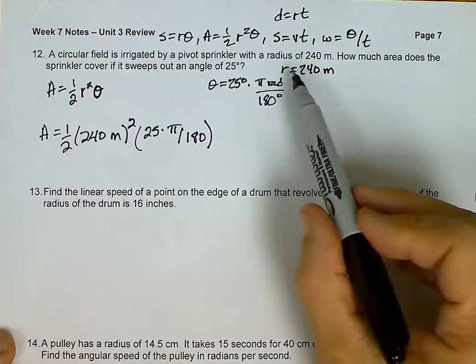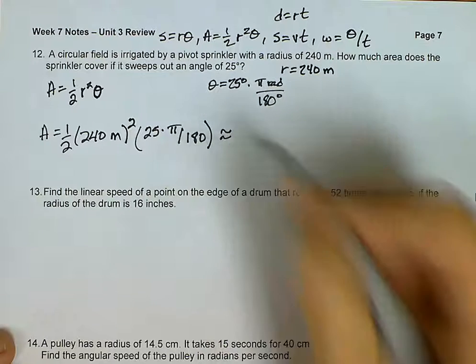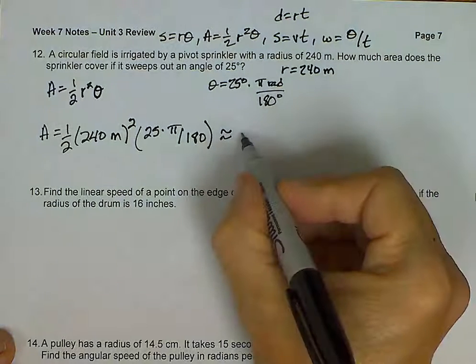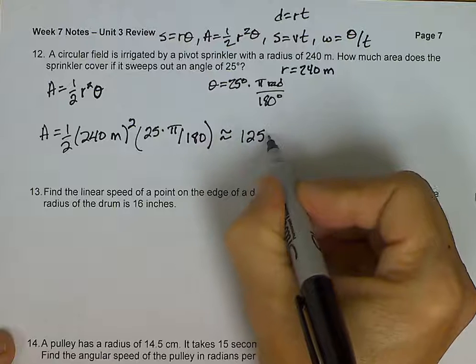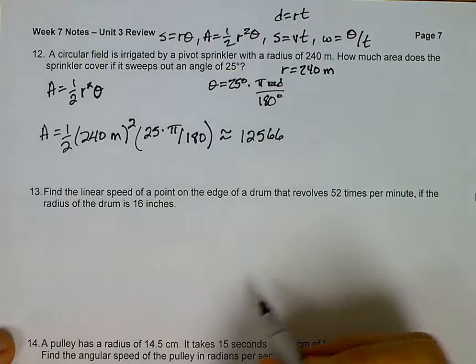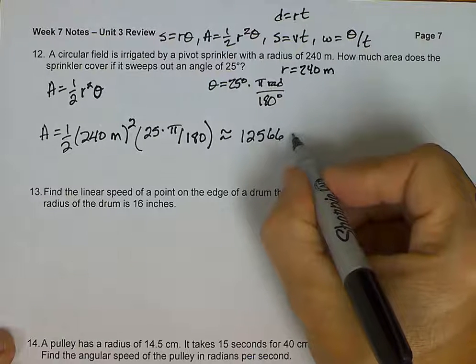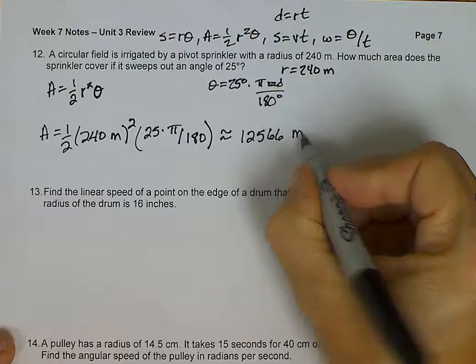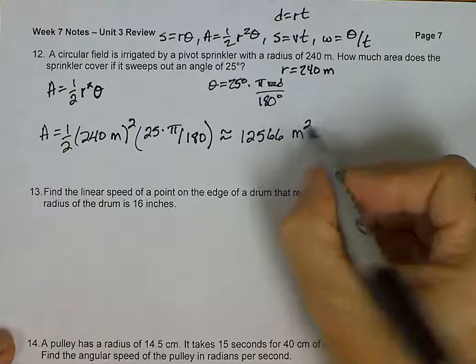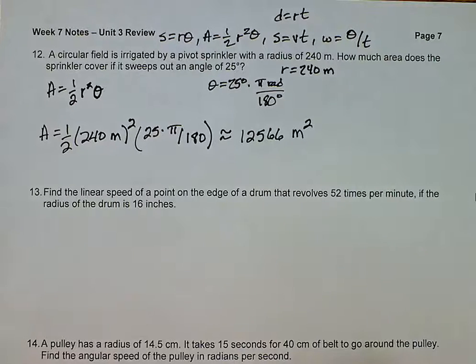For this one, it didn't say whether it wanted an exact answer or an approximate answer. So I'm using an approximation, and I'm going to round it to the nearest square mile, which gives me 12,566. And this is meters, sorry, not miles. It's 12,566 square meters.